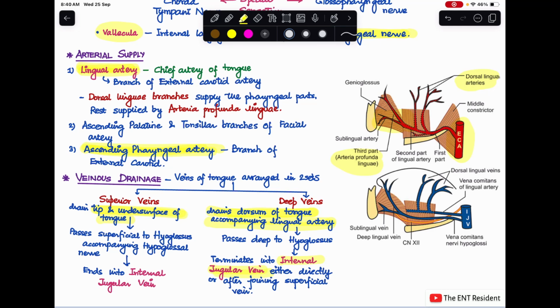So you have to remember that ultimately both the veins drain into the internal jugular vein, but they follow a different path. They have different areas that they are draining, but they ultimately lead into the same vein, which is the internal jugular vein.